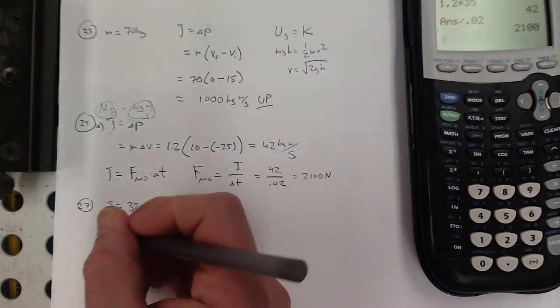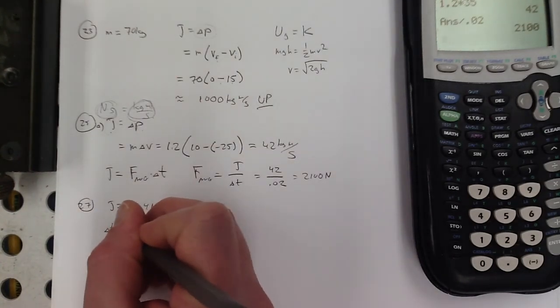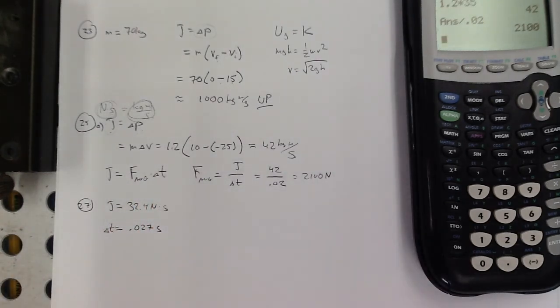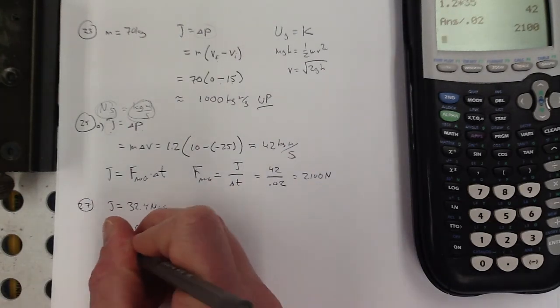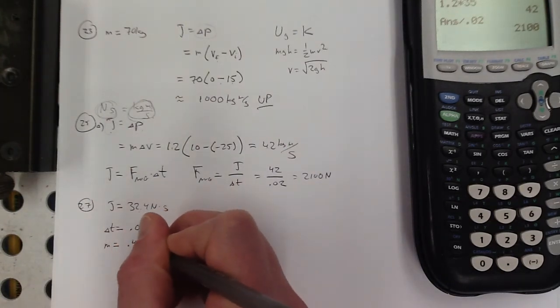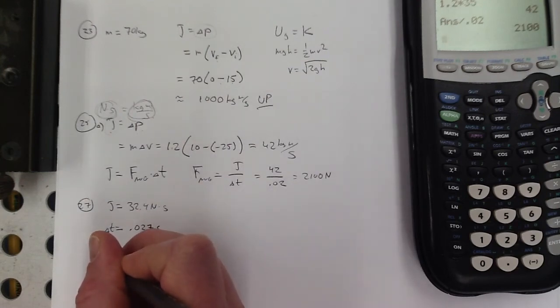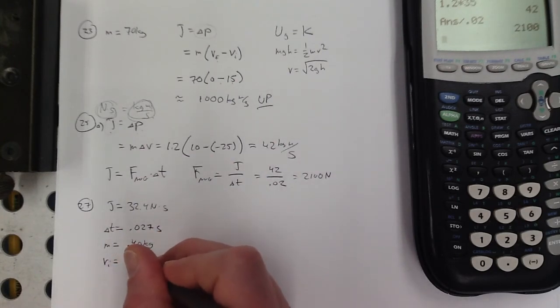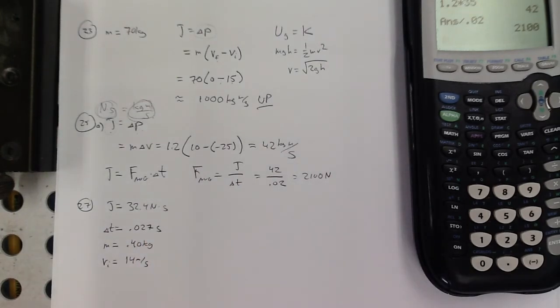27 milliseconds. That's 0.027 seconds. Mass of the ball is 0.4 kilograms. It's initially moving in the positive direction of an x-axis at 14 meters per second. What's the ball's speed and direction of travel just after the force is applied? And what are the average magnitude of the force and the direction of the impulse?